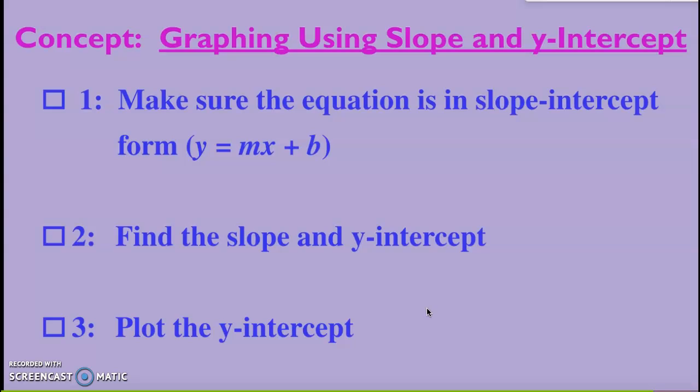Graphing using slope and y-intercept. Make sure the equation is in slope-intercept form, which means y = mx + b. Find the slope and the y-intercept. Plot the y-intercept first.